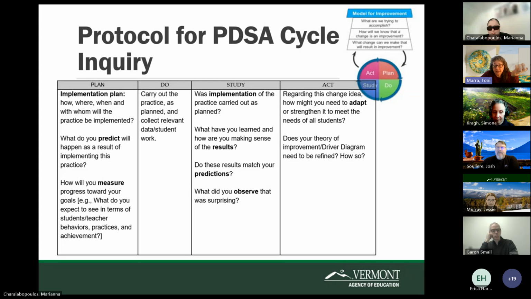During the study phase, guiding questions include was implementation of the practice carried out as planned, what have you learned and how are you making sense of the results? Did these results match your predictions, and what did you observe that was surprising? Finally, during the act phase, guiding questions include, regarding the change idea, how much do you need to adapt or strengthen it to meet the needs of all students, and does our theory of improvement or driver diagram need to be refined, and how so?